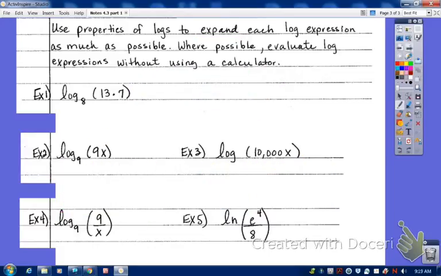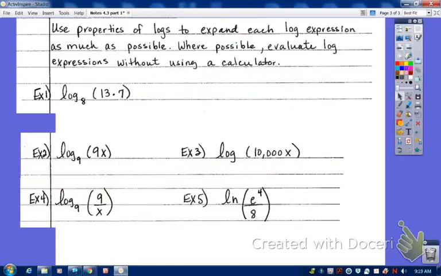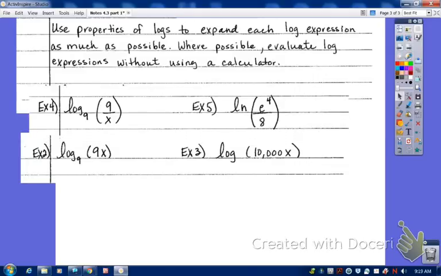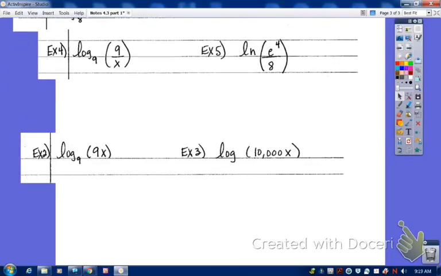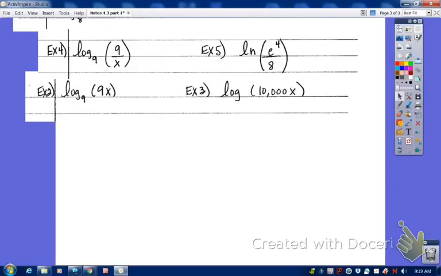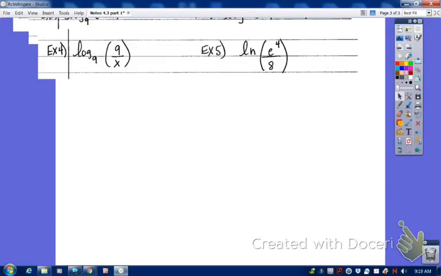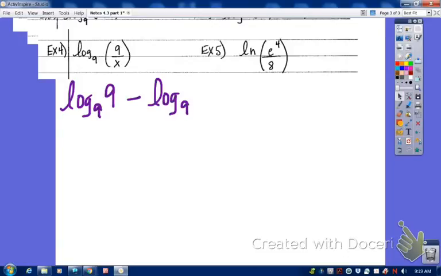Okay, I'm going to move this last row up so we can look at it. All right, now we're moving to quotients. Example 4 is 9 divided by x. So we're going to use our quotient property, and we're going to expand it into log base 9 of 9 minus, because it's the quotient, log base 9 of x. So we're expanding. Everything we're doing tonight is expanding.